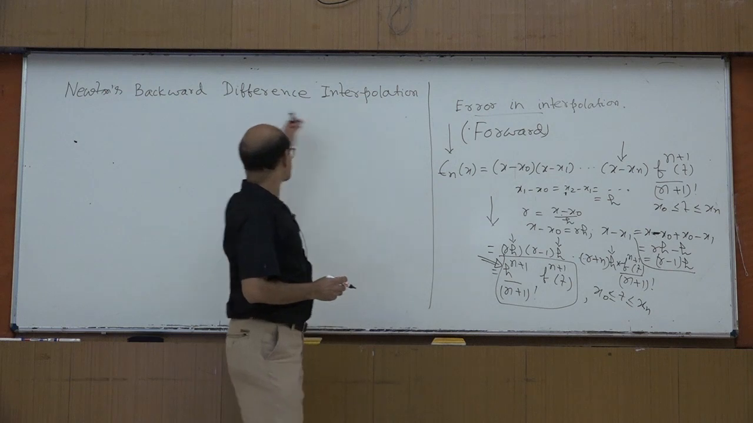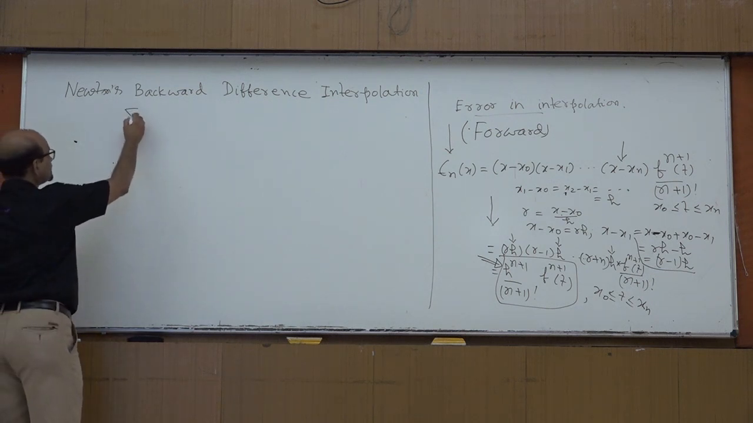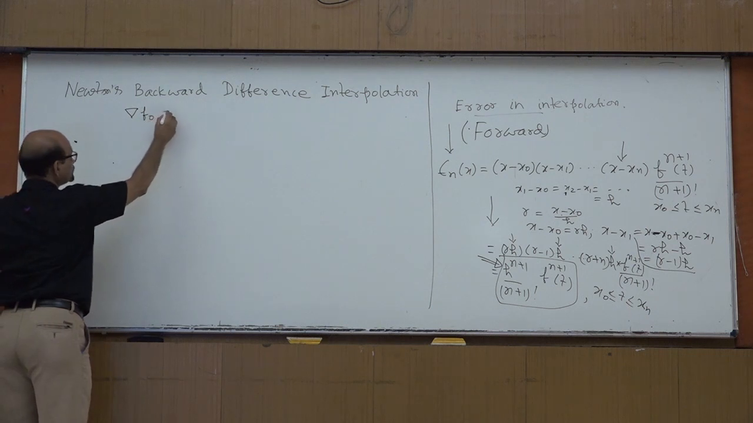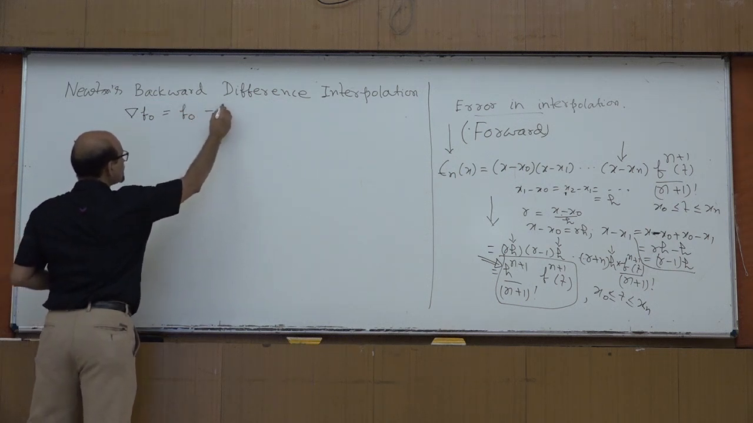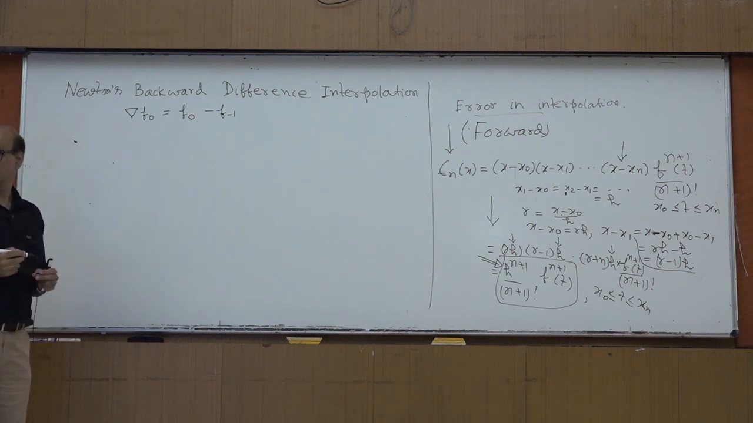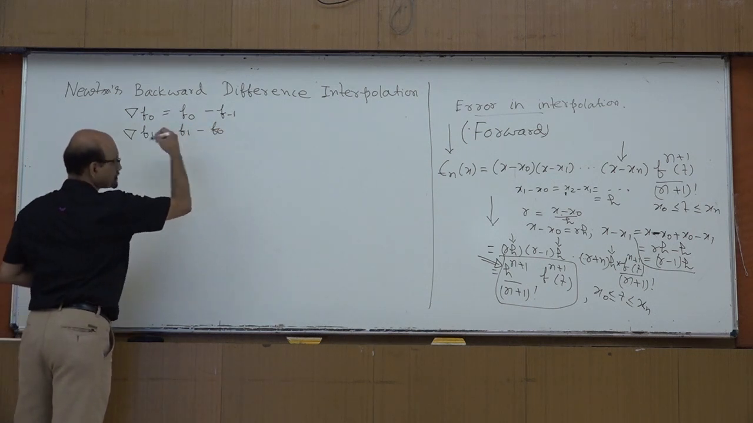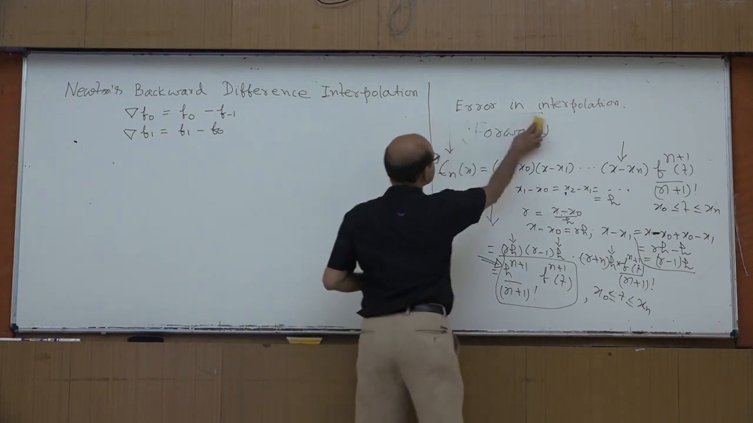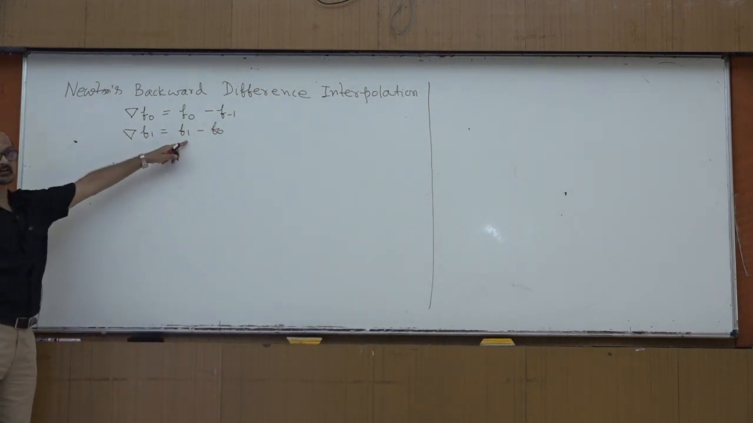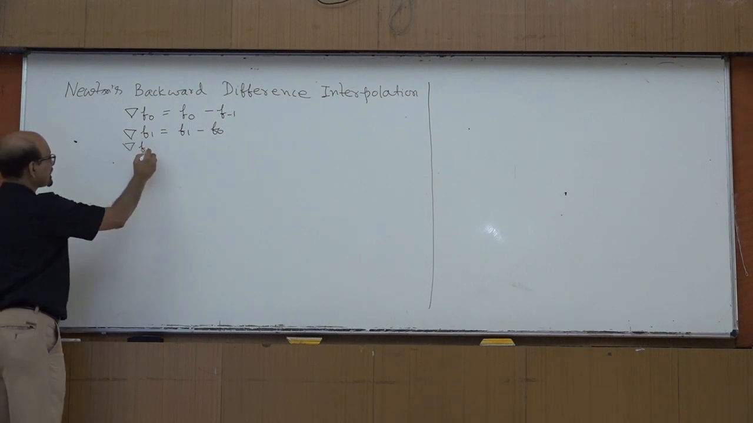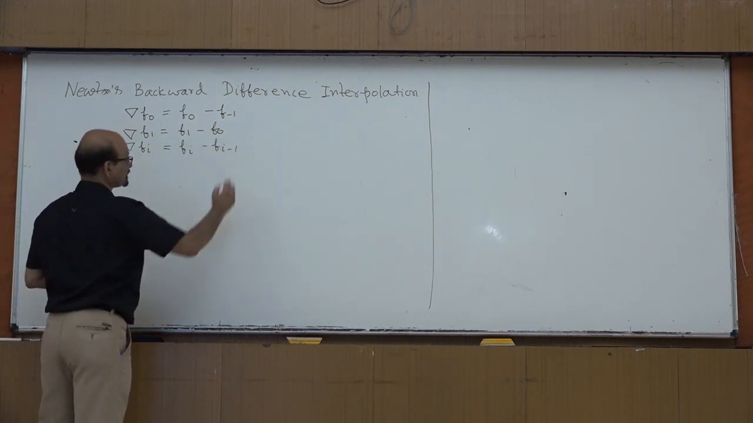Now with this, we will switch to backward difference. I had also defined last day the operators like nabla. How do we define this? Nabla f0 is f0 minus f minus 1. If I want to define it at f1, it will be f1 minus f0, meaning one step back. So I have the backward difference operator like this. In general, nabla fi is fi minus fi minus 1.